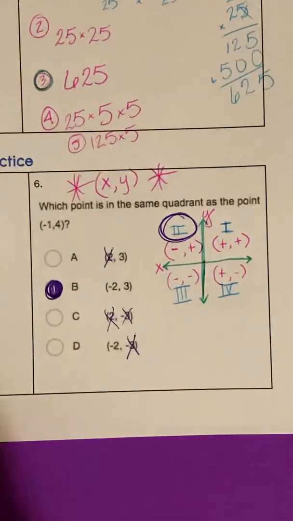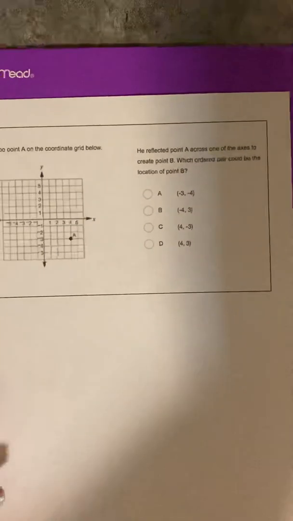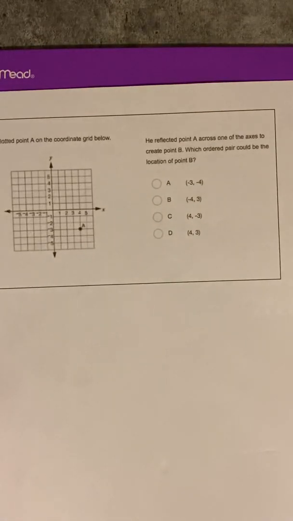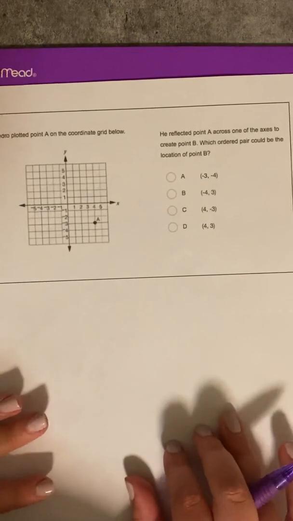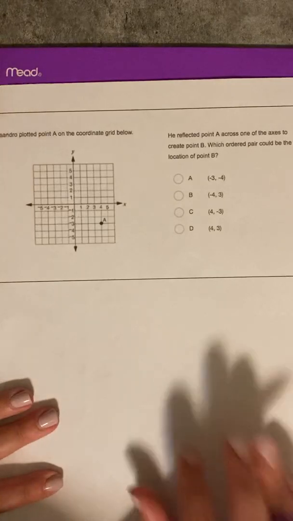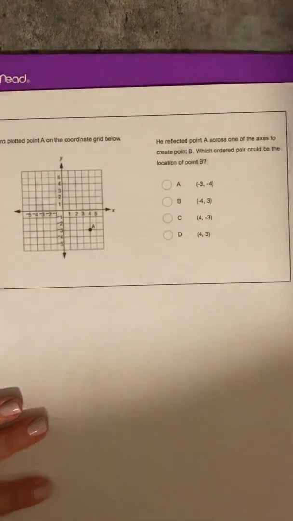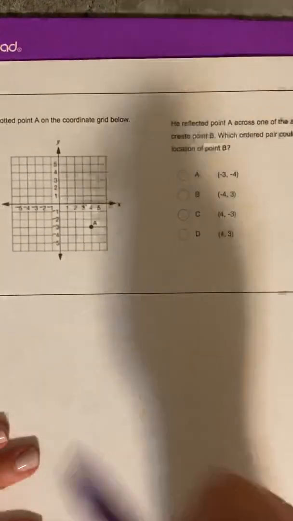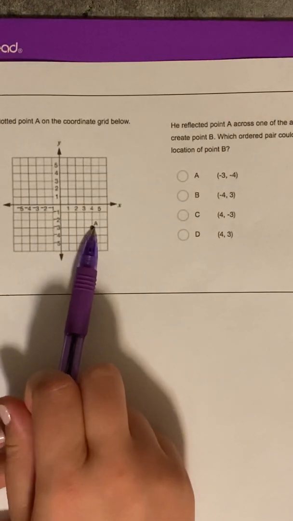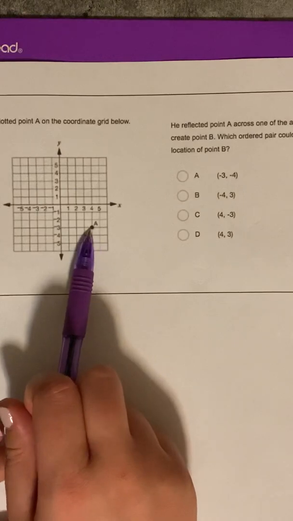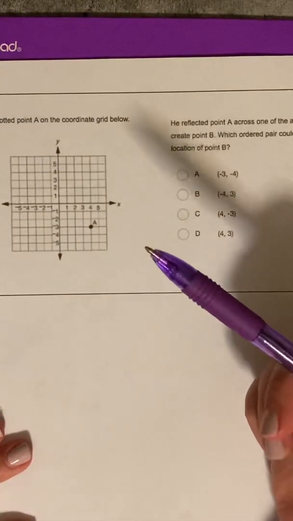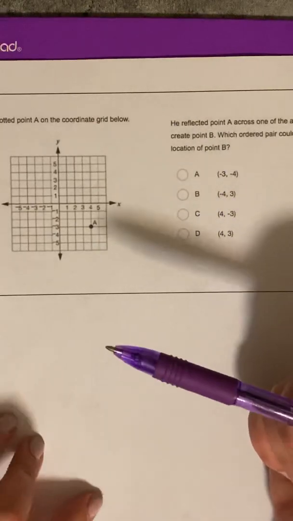All right, here we go. We're going to our last one, number 7. Woohoo! I love graphing. I hope you do too, because it just brings joy to me. All right, let's see if I can squeeze this on here. Okay, so Alessandro plotted a point A on the coordinate grid below. He reflected the point, just like if you look in a mirror, it's going to be a reflection.